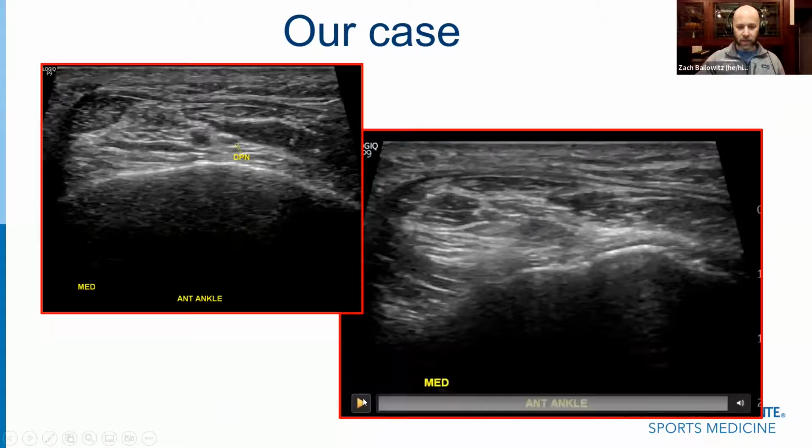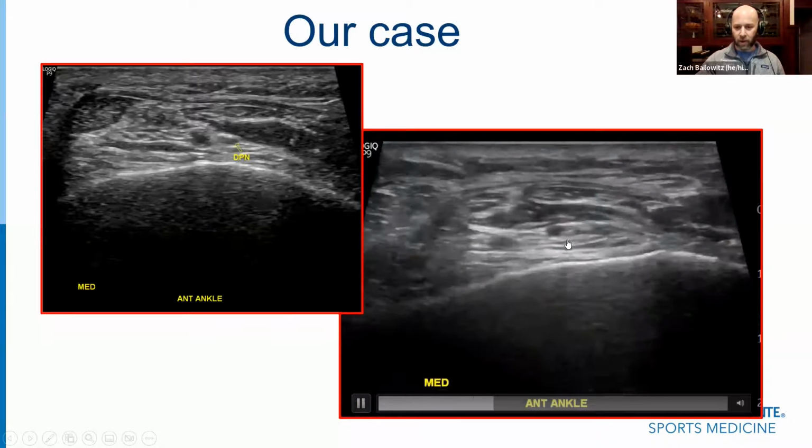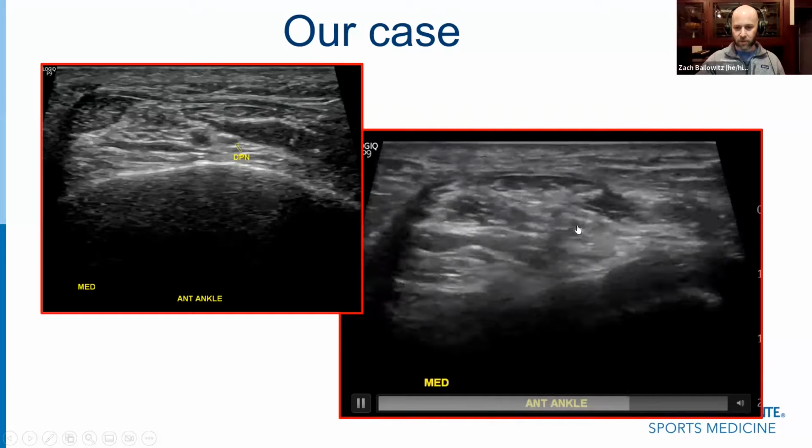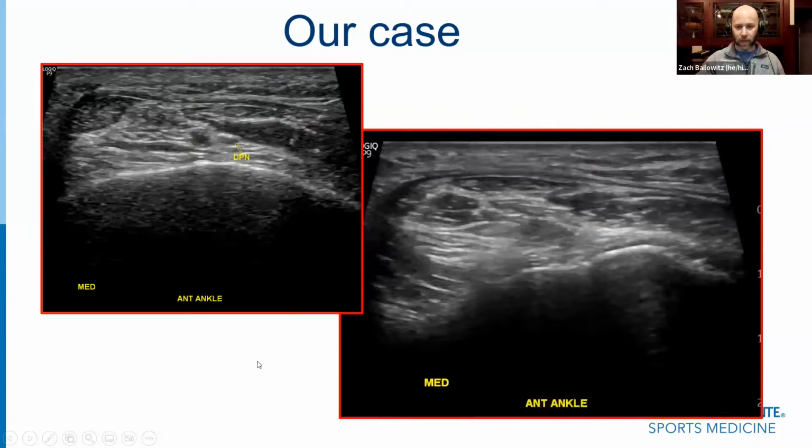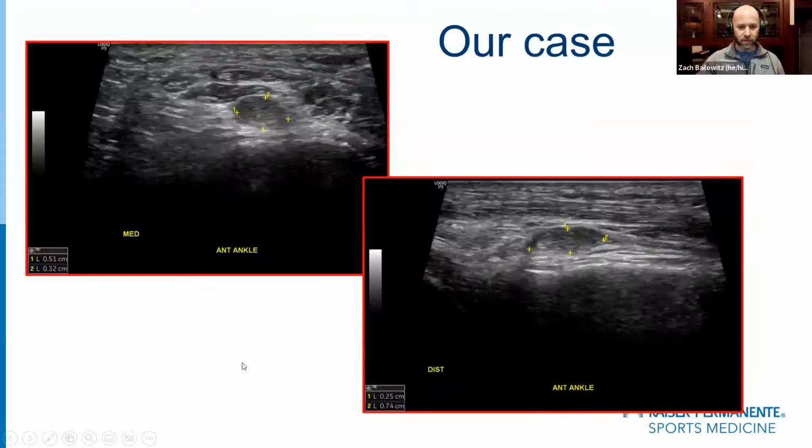I'm going to risk playing this video just so we can take a look. We'll start off at this view and then we'll go distally. So here we are, and then all of a sudden you see this large bump off the nerve. I'm not going to play it again so that this doesn't explode on me. But to take some pictures of it, here's the swelling of the nerve that you can see both in short and long axis.